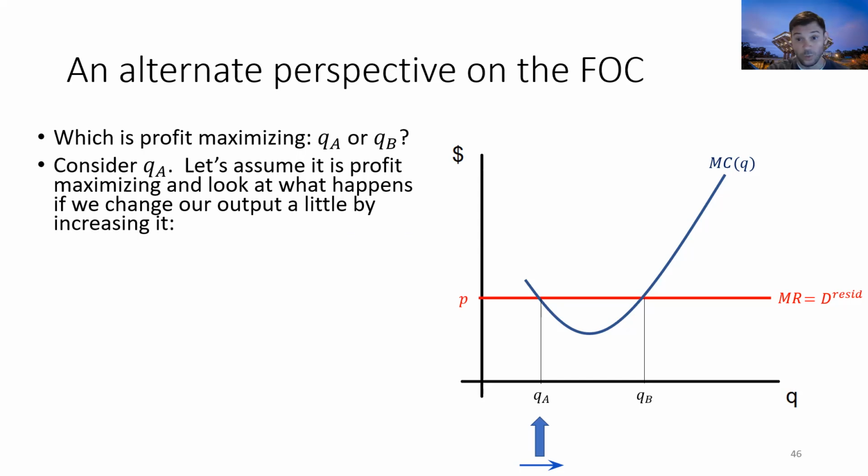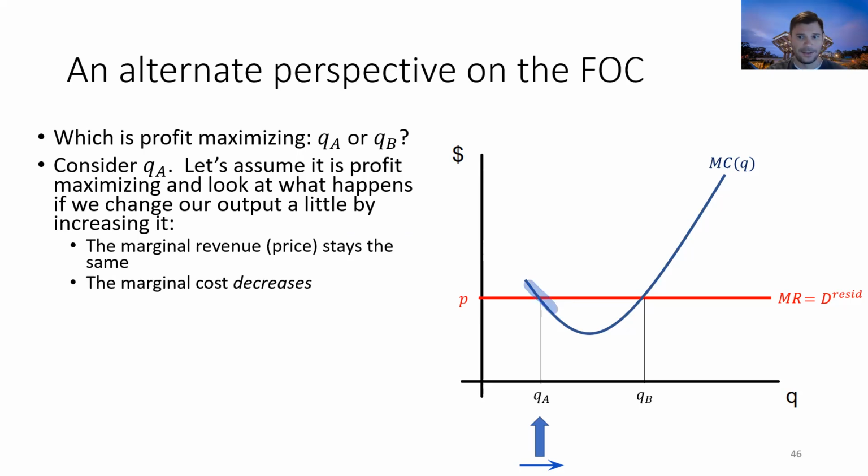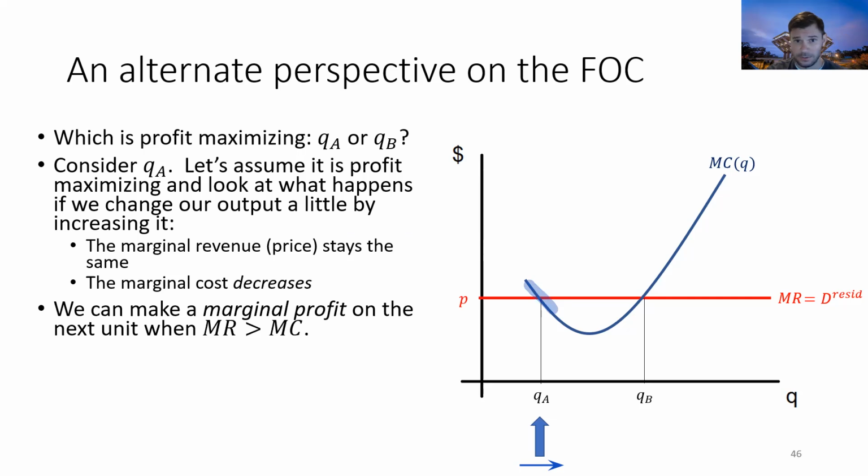Yeah, that's right, Keegan. We do start to make a marginal profit on that next unit. So the revenue on the next unit stayed the same, but the marginal cost actually went down here, right? It was decreasing. And because of that, by moving a little bit to the right, we're able to make a marginal profit on that next unit. There it is. A little bit of marginal profit there.